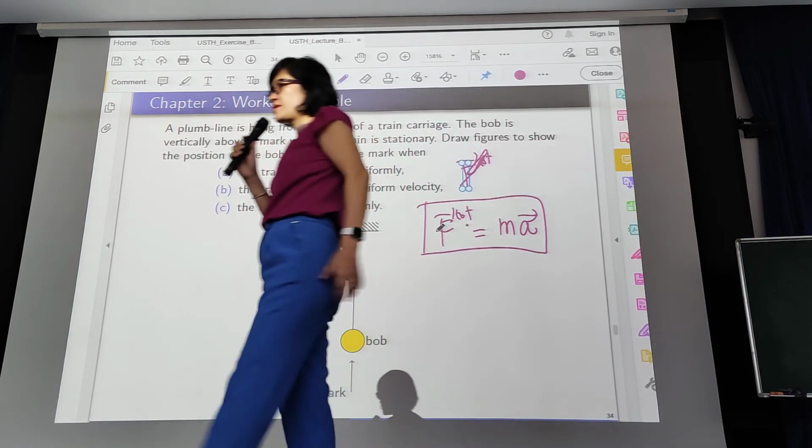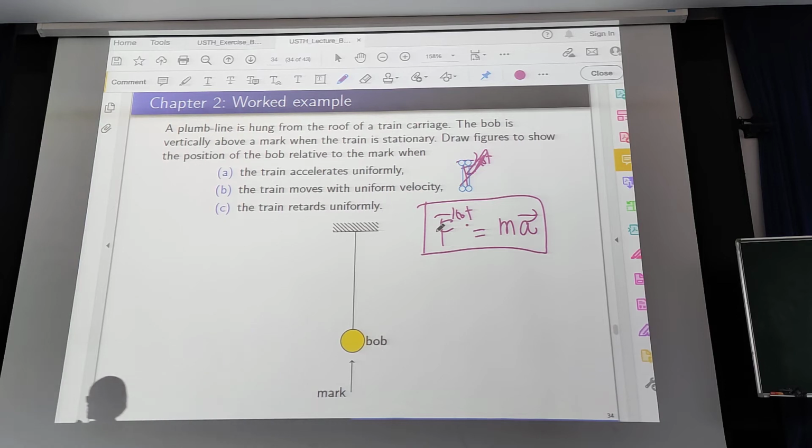Number A, B, and C. Three cases. So I will call two persons to the board to do B and C. And the first one we do together. Okay? The train accelerates uniformly. The train moves with uniform velocity. The train retards uniformly.